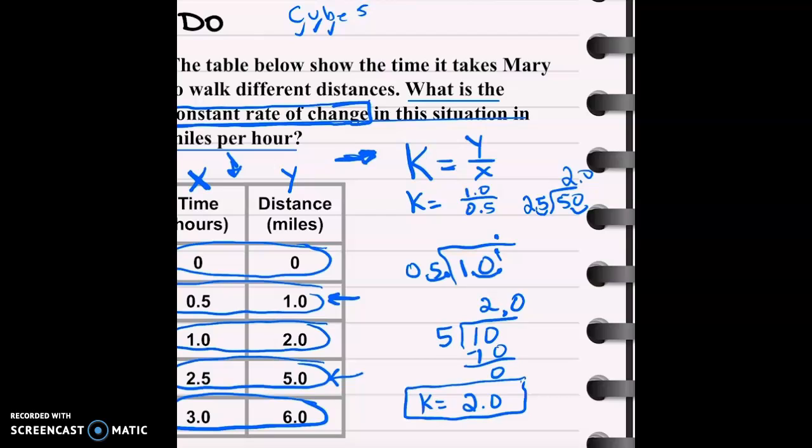Now use this example to solve the one right next to it. So you do. Thank you.